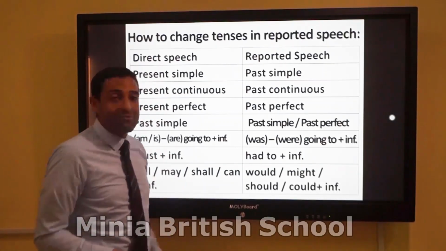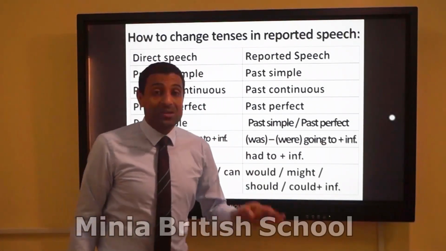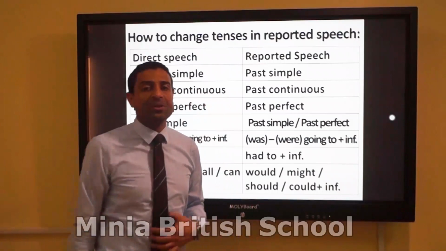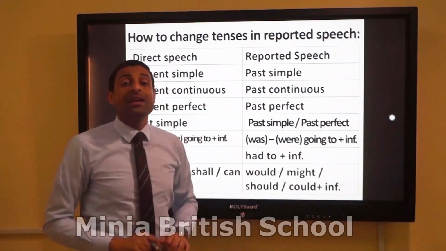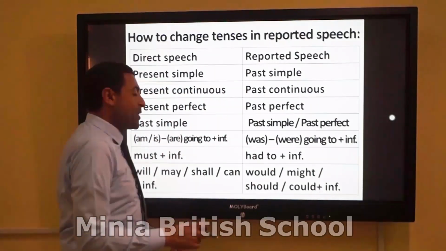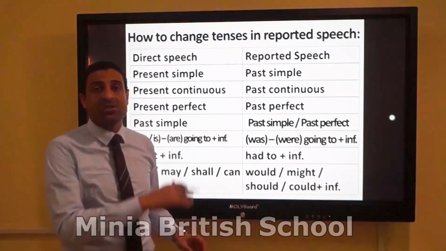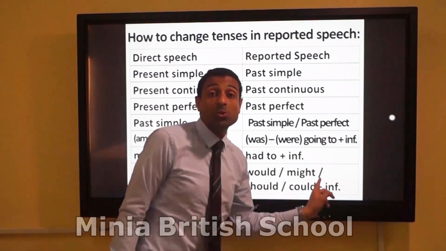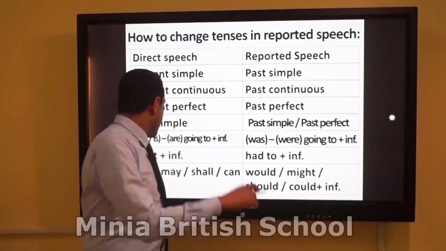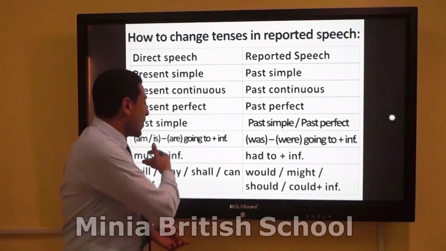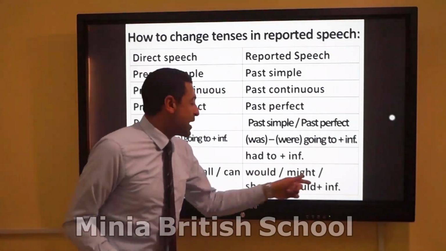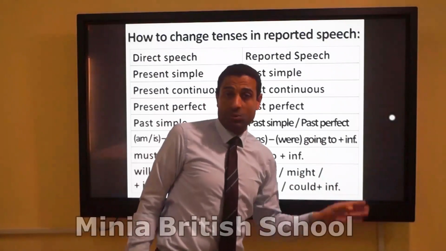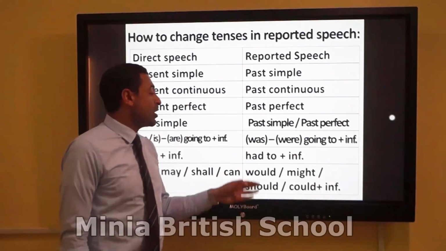And here, if you have must, that said, you must do your homework. So here, that said, that I had to do. So here, when you have the word must, or the modal verb must, what is the past of this one? Had to. Change must to be had to, together with the infinitive form of the verb. And now, what about other modals like will, would, may, might, shall, should, can, could, together with the infinitive form of the verb?